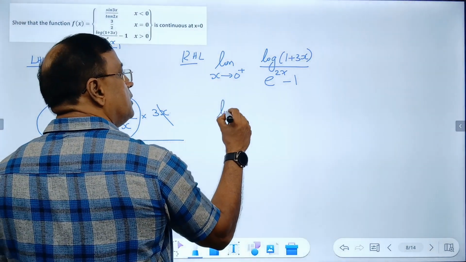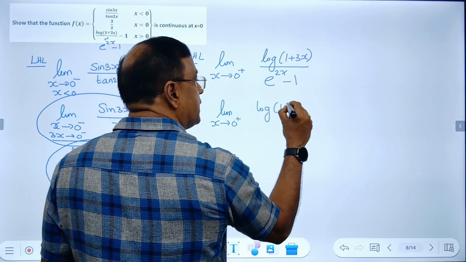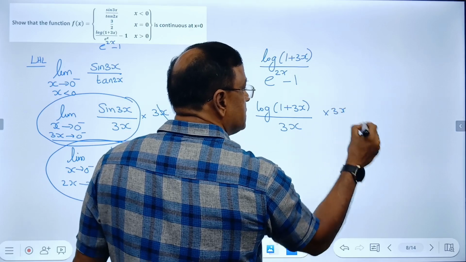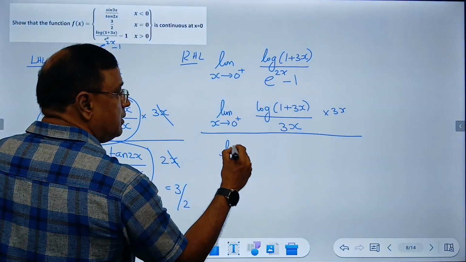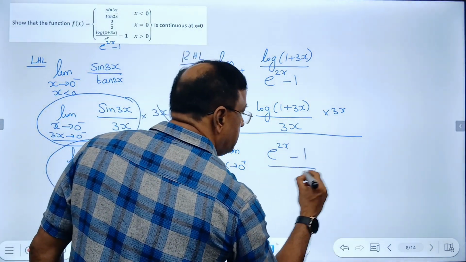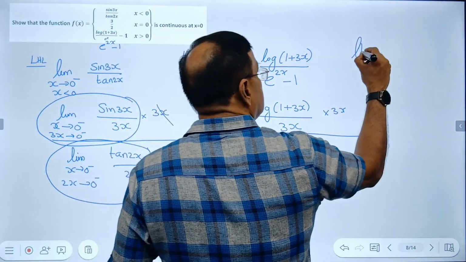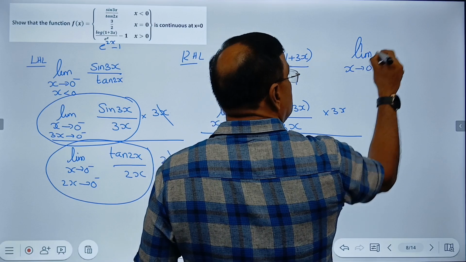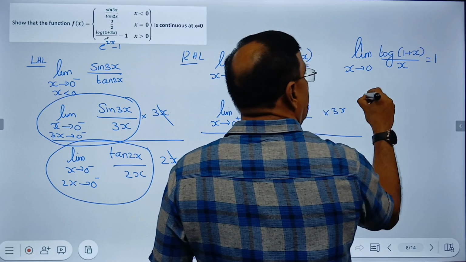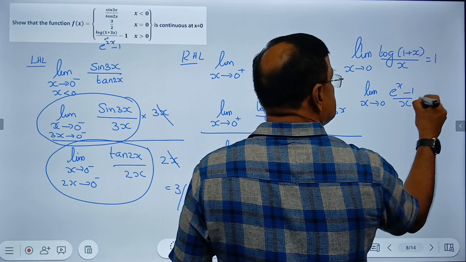So this is limit x approaches 0 plus. Here I am using the formula once again: 3x divided by 3x, multiplied by 3x, and limit x approaches 0 plus, e power 2x minus 1 by 2x, into 2x. I am using this formula, I don't know whether you remember it. Limit x approaches 0, log of 1 plus x by x is 1, and limit x approaches 0, e power x minus 1 by x is also 1.